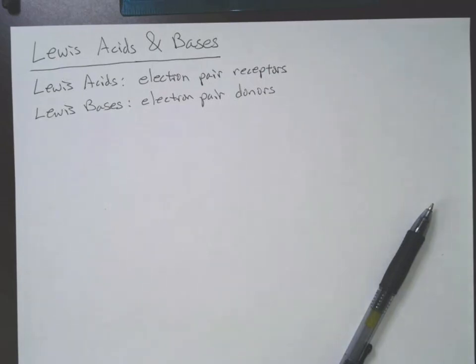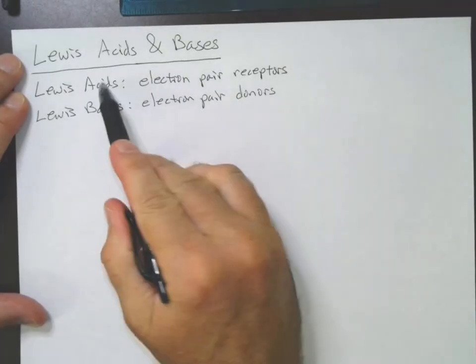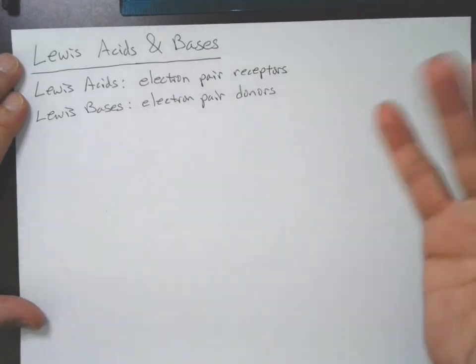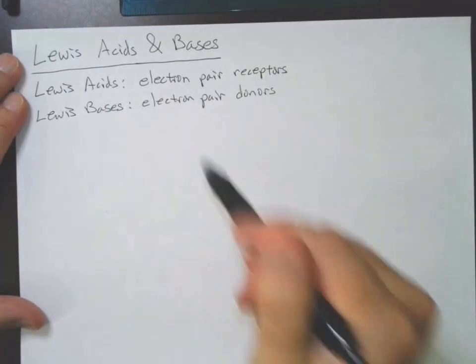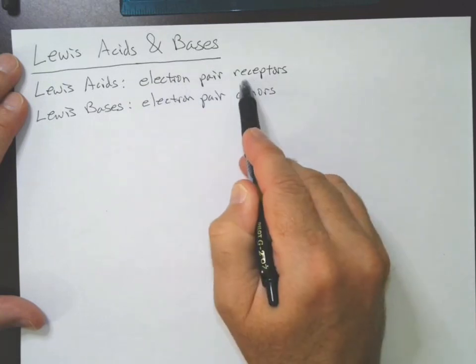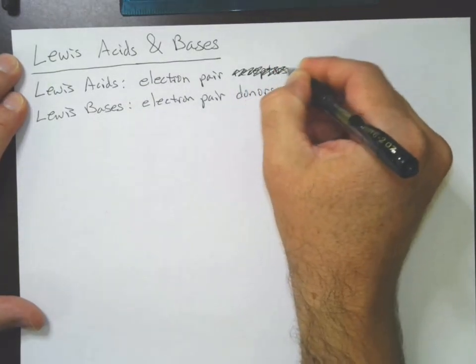Dr. Pitcher here, and in this lecture we'll be taking a look at Lewis acids and bases. And I have the definitions here. You probably remember them from one of the earlier lecture videos, but I'll just go over them again. Lewis acids are electron pair receptors, or acceptors.